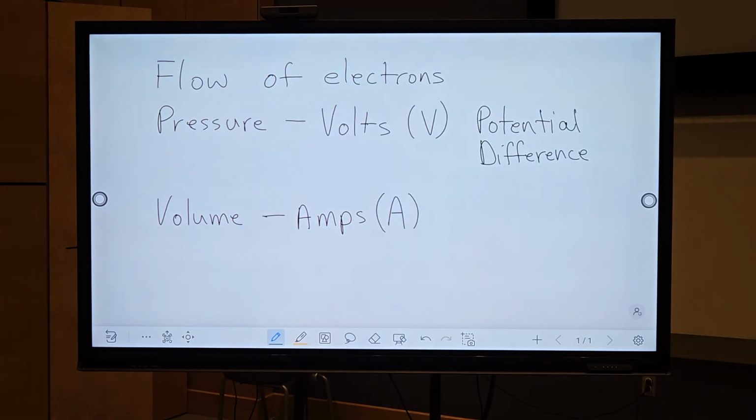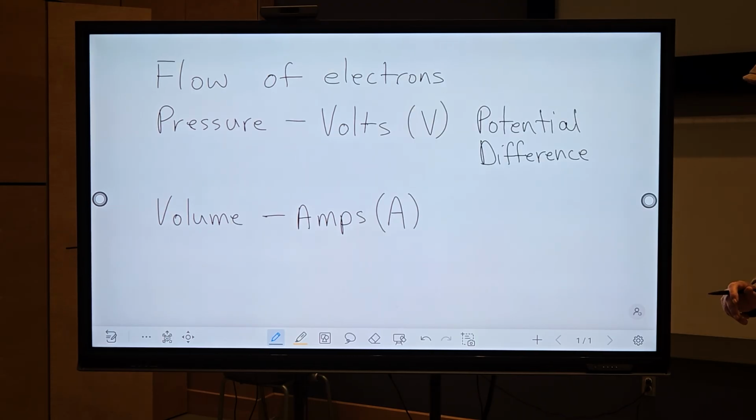A small amount of current is used for things like LEDs, that sort of thing, whereas a large amount of current would be used for driving an electric vehicle, for example. It is these two characteristics of electricity that are typically measured.